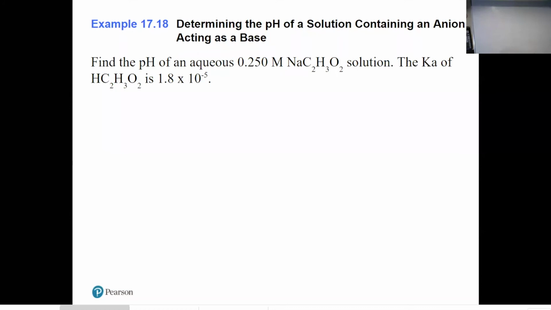Let me just show you the problem real quick. Here we're going to find the pH of an aqueous 0.250 molar NaC2H3O2 solution, and the Ka of HC2H3O2 is 1.8 times 10 to the negative 5.